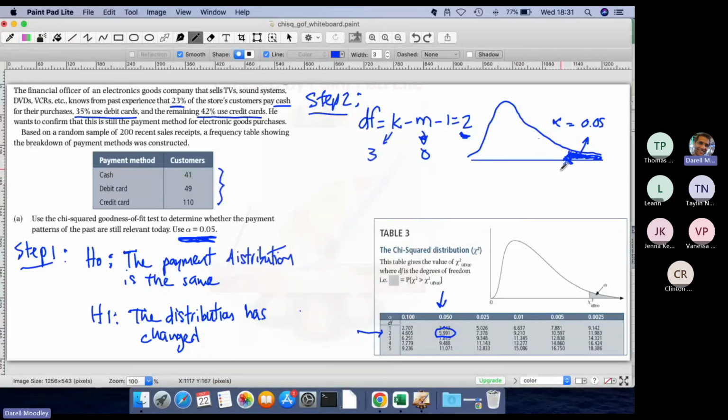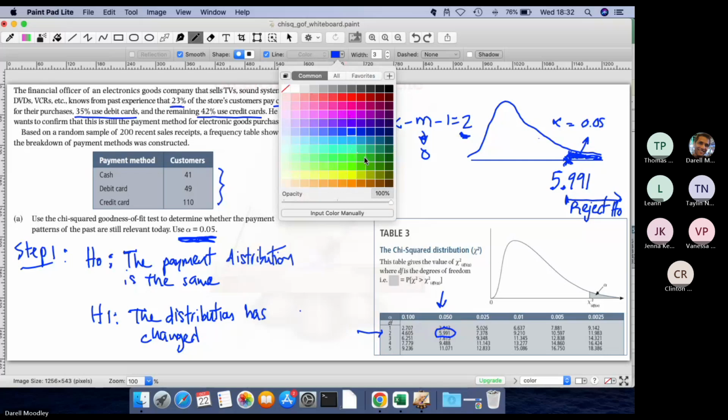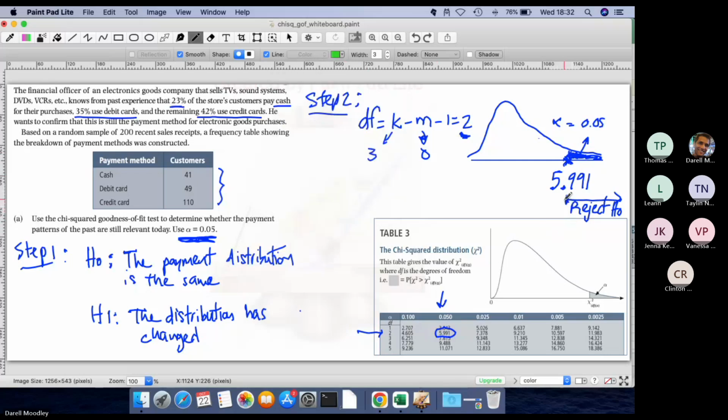So if you travel along the row and column, there's your chi-squared value, your critical value, which is 5.991. So anything above that, we reject H0. Otherwise, we accept H0. That's all. Let's put it in a different color. Anything less than 5.991, we will accept H0. Okay, and that is your step 2 done.